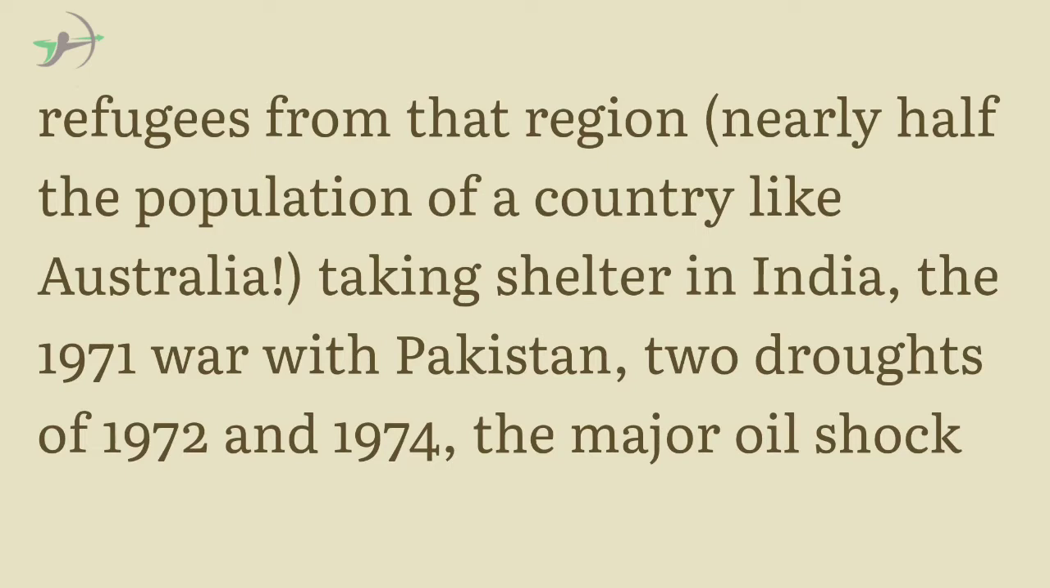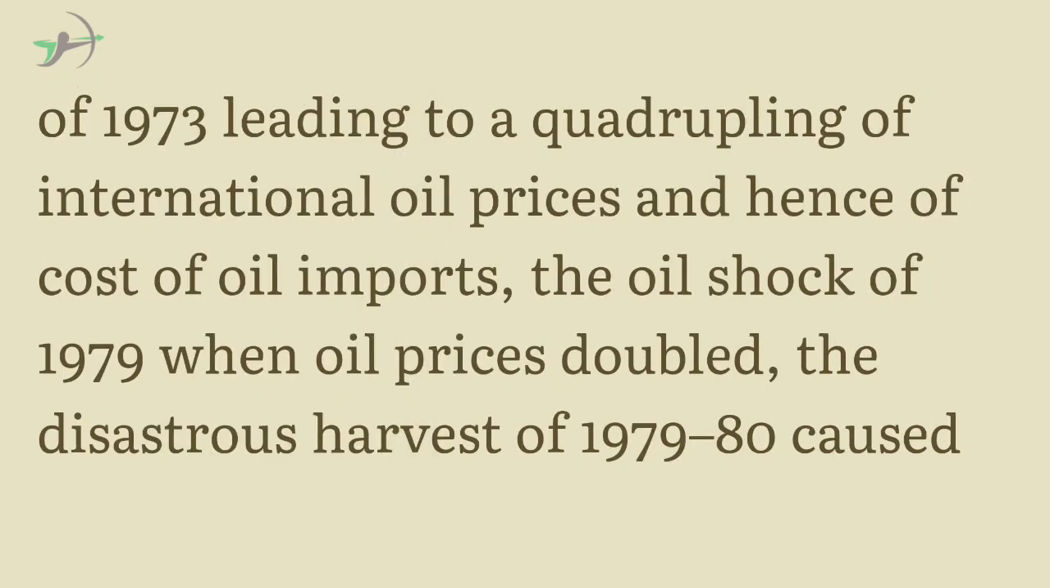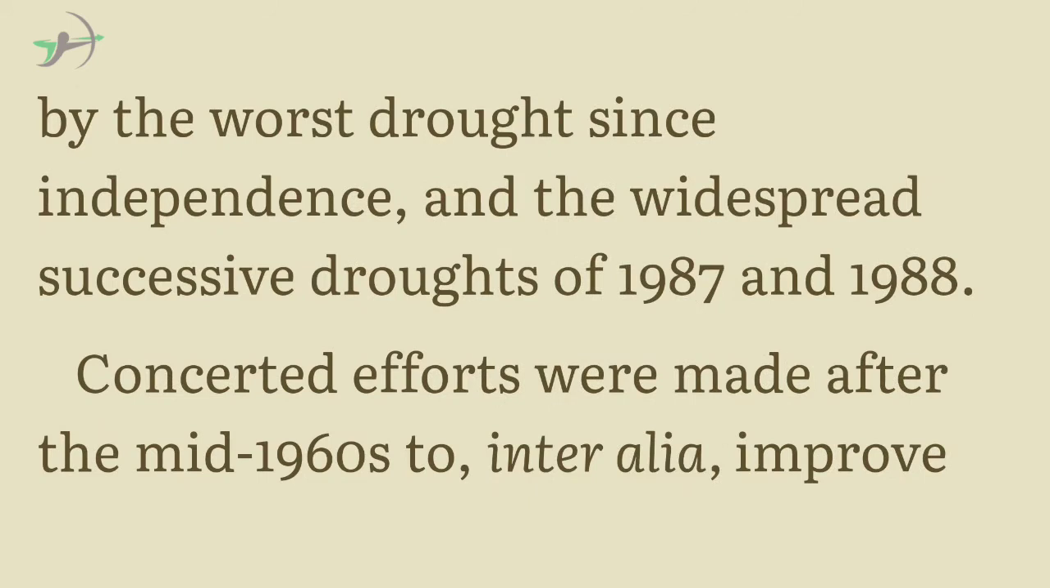Taking shelter in India, the 1971 war with Pakistan, two droughts of 1972 and 1974, the major oil shock of 1973 leading to a quadrupling of international oil prices and hence of cost of oil imports, the oil shock of 1979 when oil prices doubled, the disastrous harvest of 1979-80 caused by the worst drought since independence, and the widespread successive droughts of 1987 and 1988.